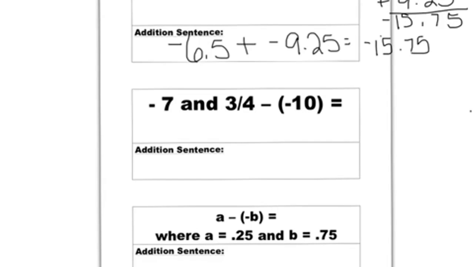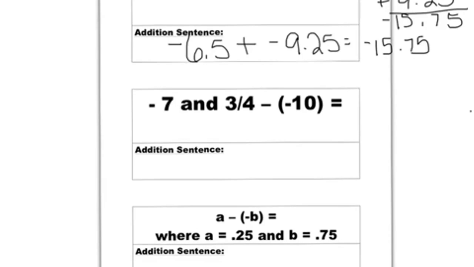Negative 15.75 is our answer. And that makes sense if you think about the balloon. We've taken away gas, which makes the balloon go down. Okay, also remember the rules that we learned before. A negative and a negative always gets more negative. Okay, let's look at the next one.